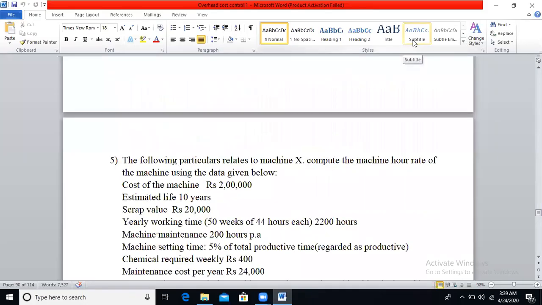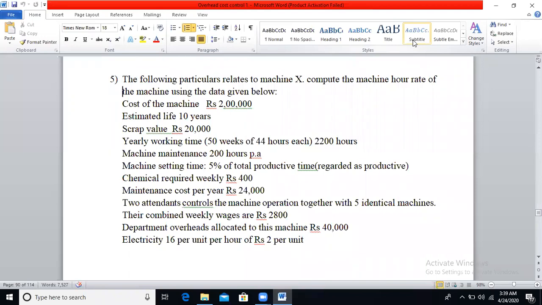Good morning. Let's see the next problem. The following particulars relate to machine X. Compute the machine hour rate of the machine using the data given below.